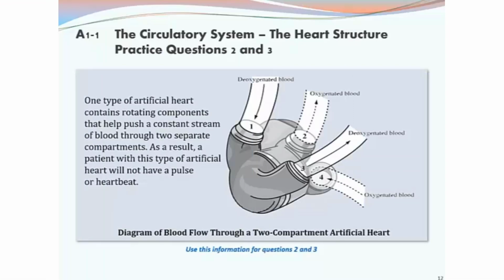Now, question number 2 and 3 require us to look at this diagram of an artificial heart. It is important to note that maybe you've never seen a heart like this, or maybe your teacher never talked about a component like this. And this is a good time to introduce the fact that in Science 30, and actually all science courses within Alberta Education, we have 3 different things that we try to teach in terms of outcomes.